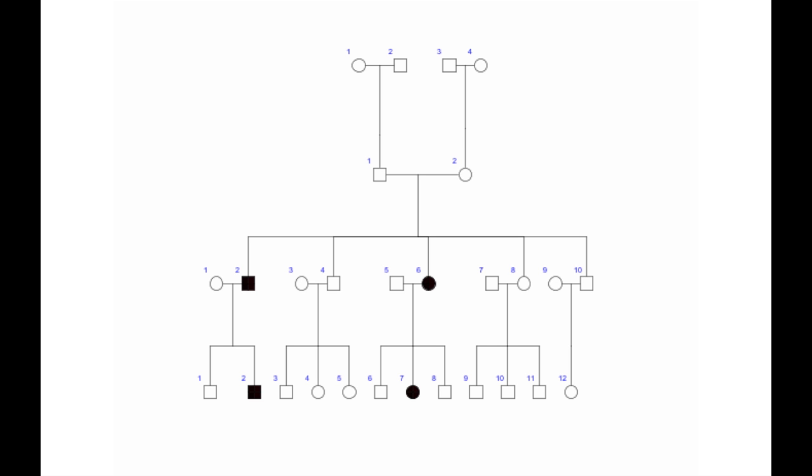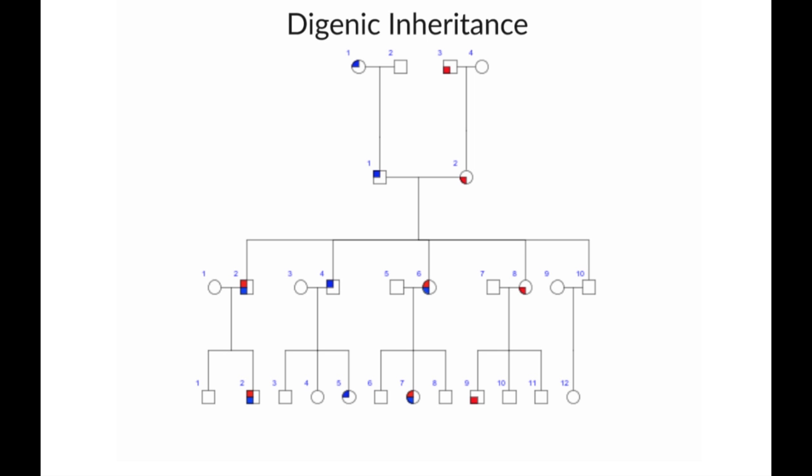This could also be explained, however, by digenic inheritance, and here we show that there are two loci. One is identified in blue and the other is identified in red, and in this case both of the parents are heterozygous, one for the blue and one for the red. And for a child to be affected, it's possible for them to inherit both the blue and the red, and they will be affected, and it's possible for them to transmit both to an offspring who in turn also would be affected.